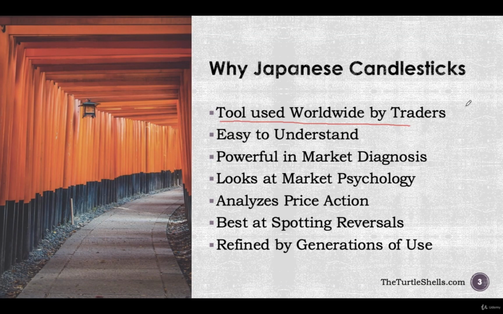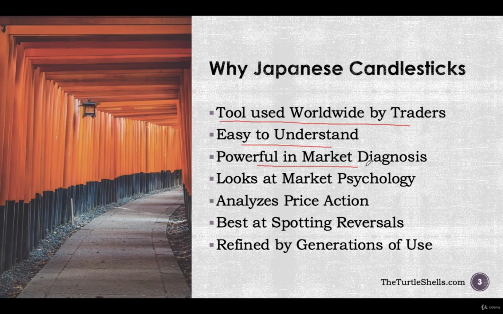So all professional traders are using Japanese candlesticks today because they're easy to understand. It's not very complicated. It's just the open price, high price, low price, and the closing price. We will look into that in detail. Okay, it is very powerful in market diagnosis. So there are certain candle patterns which I can look at, and I can know from those patterns who is in charge of the market. The bulls or the bears or nobody is in charge of the market.